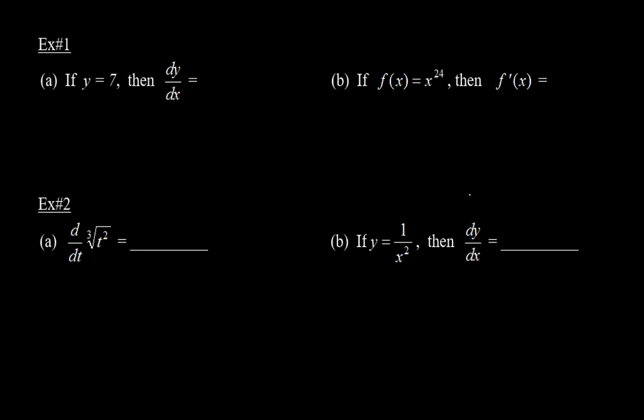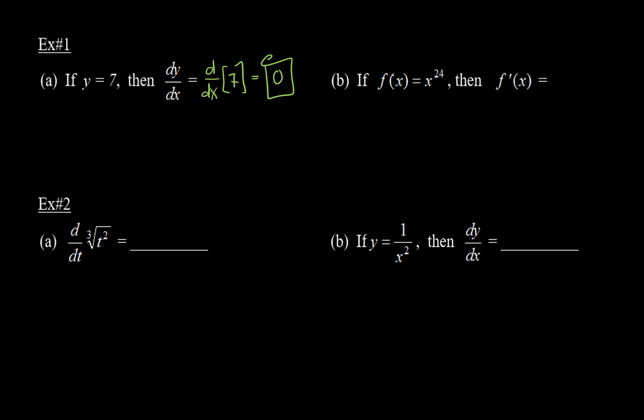Let's do some examples. All right, so I've got y is equal to 7. So if I'm taking the derivative with respect to x of y, then I'm taking the derivative with respect to x of 7. All right, what's the derivative of a constant? Yeah, it's 0. Well, that's it.